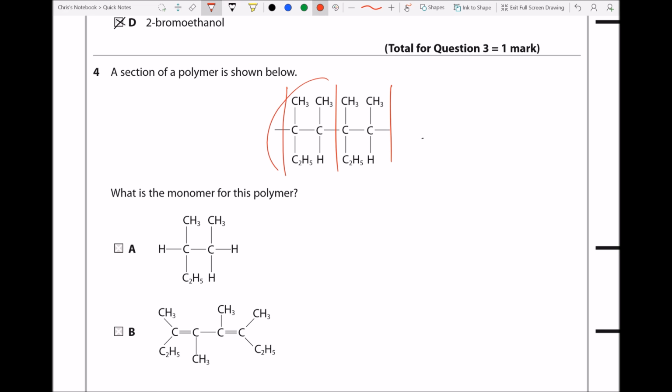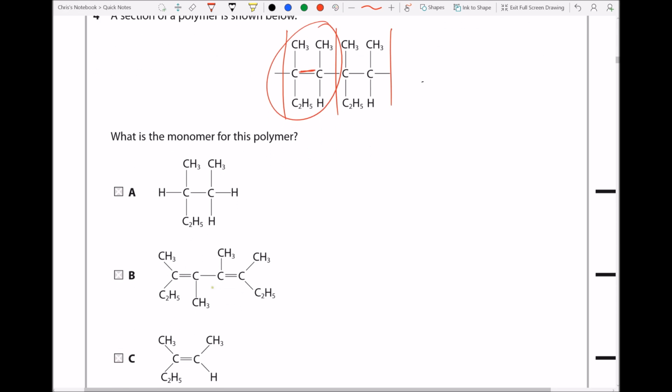So we're looking for a monomer that has that structure there. Now it must have a double bond between here. So we're looking for a molecule that obviously originally had that double bond. So it can't be A, because that doesn't have a double bond. This isn't true. Yes, it has double bonds, but it looks nothing like this compound here. This is obviously just joining both of them together. So we're only looking for one repeat unit, remember, not the whole thing. So it's not that one.